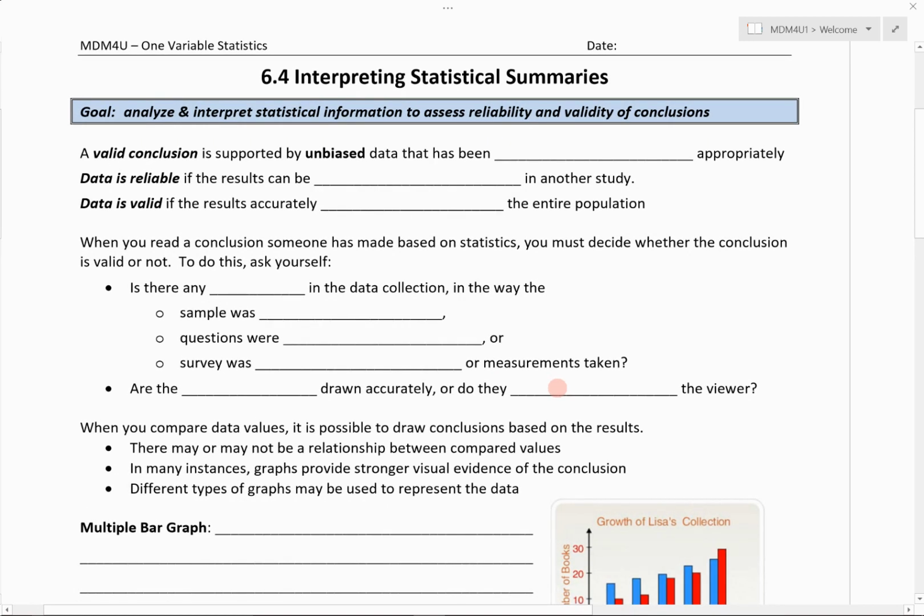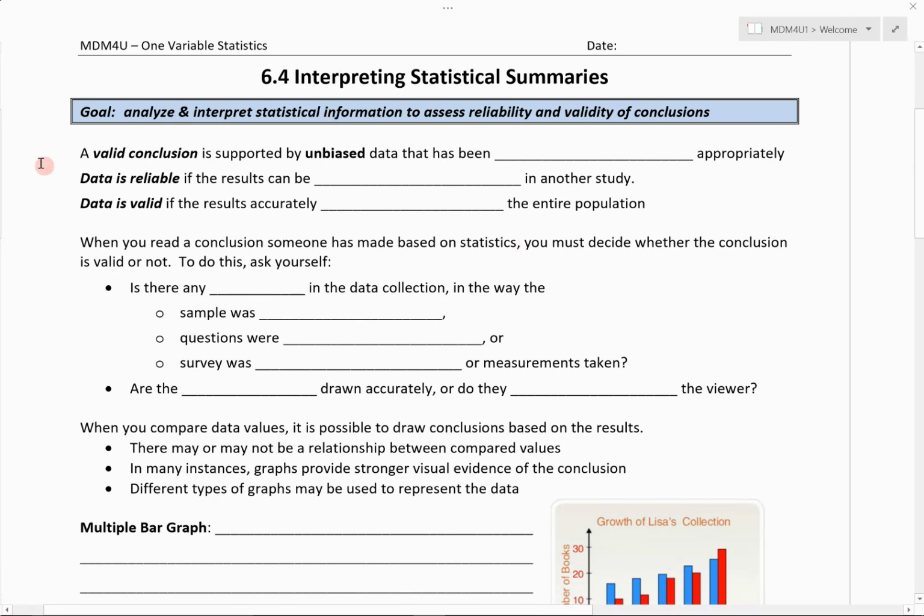6.4, interpreting statistical summaries. This lesson is more about how you take data and write reliable conclusions, rather than doing any more calculation work in this chapter. All the calculation work, the concepts on data analysis, have already been done. So now it's about the data. Is it reliable? Can it support a valid conclusion?